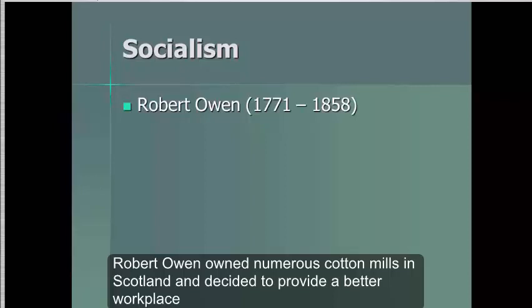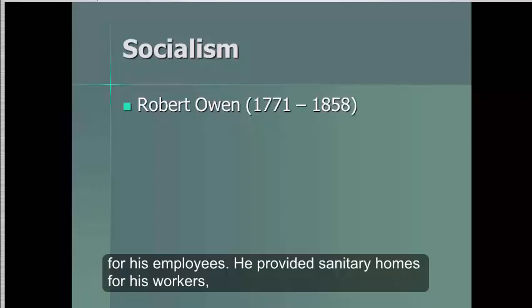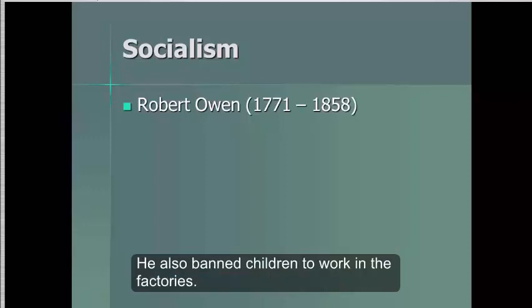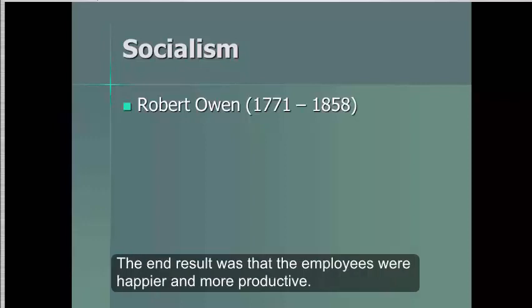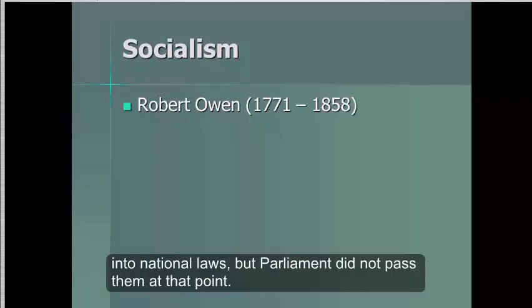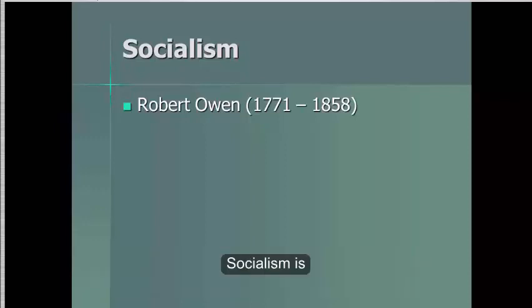Robert Owen owned numerous cotton mills in Scotland and decided to provide a better workplace for his employees. He provided sanitary homes for his workers, started to educate them during off hours. He also banned children to work in the factories. The end result was that the employees were happier and more productive. Therefore, the extra money that Owen spent was recouped by the bottom line. He wanted the English Parliament to promote these ideas into national laws, but Parliament did not pass them at that point. Socialism is a reform of capitalism.